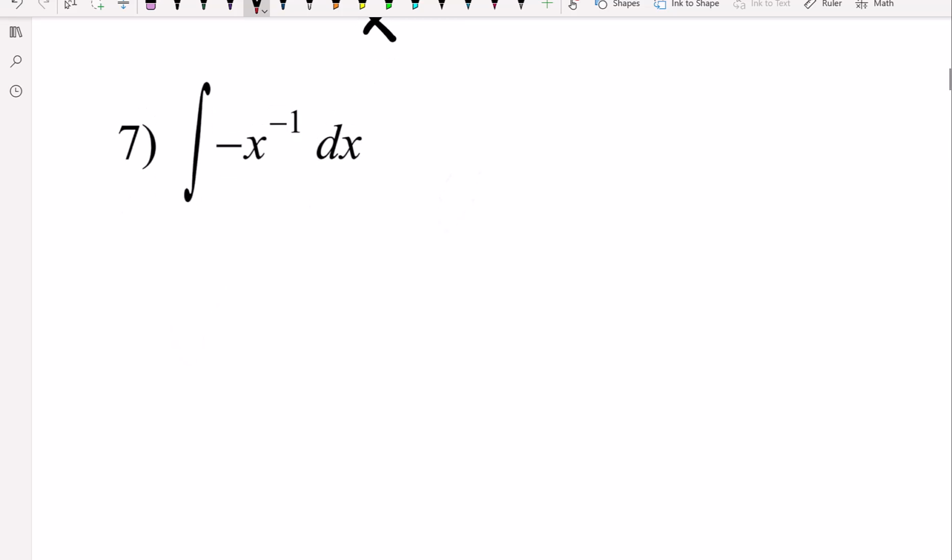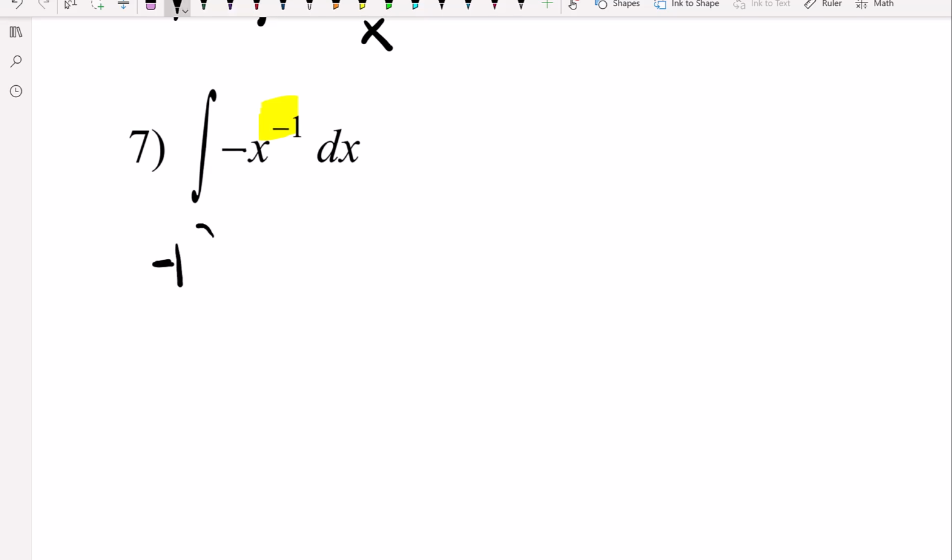This is the one that I'm talking about. When you have a negative 1 as the exponent, the first thing you're going to do is rewrite this negative sign. I'm going to bring a negative 1 out front, and then I'm going to write that function like this.